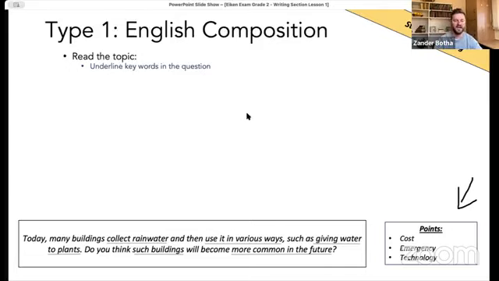All right. The next step is to decide, what is your opinion? So, do you think such buildings will become more common in the future? Or do you think, no, they won't become more common in the future? I'm going to give you 5 seconds. Think about what your opinion is. Do you agree or do you disagree?